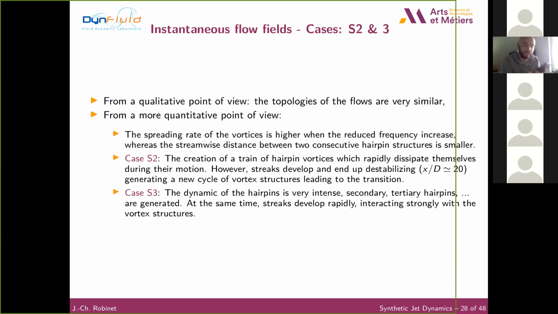For case 2, the creation of the train of hairpin vortices rapidly dissipates during the motion. However, the streaks develop and destabilize around the streamwise position equal to 220, generating a new cycle of vortex structure leading to the transition. Why does the train of hairpin vortices rapidly dissipate? In fact, because the recipe to generate hairpins is not obtained.